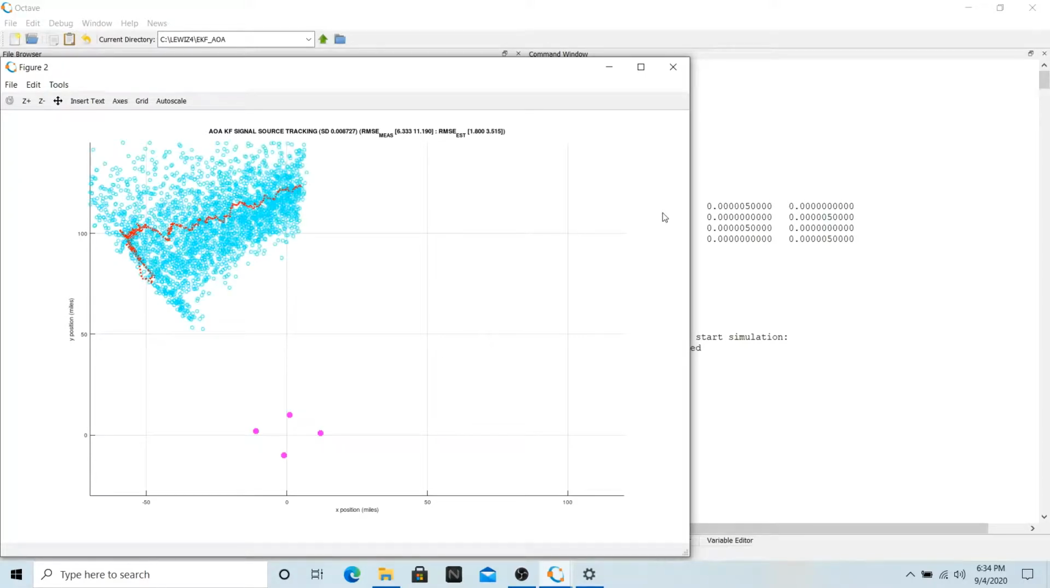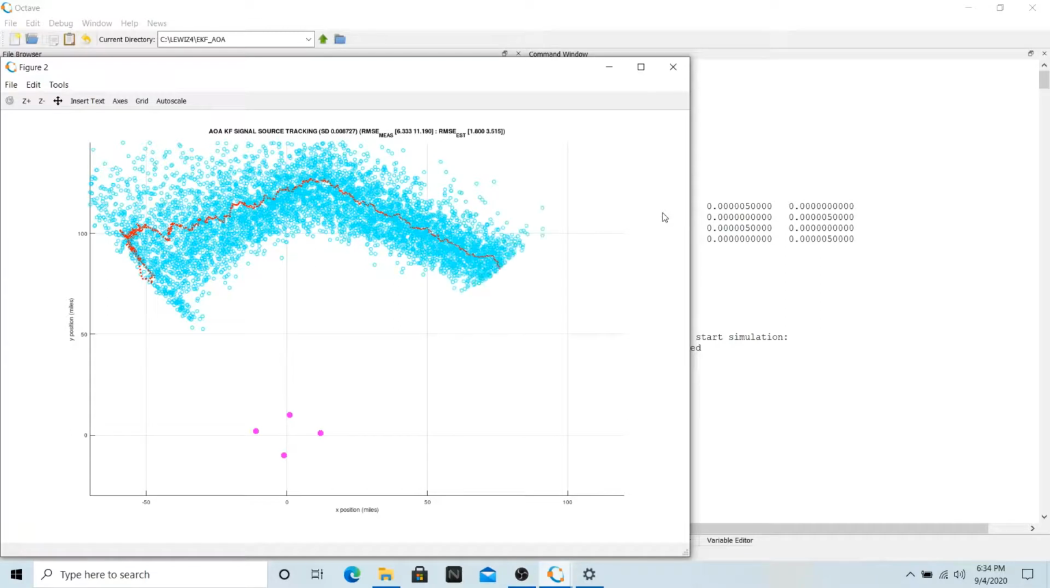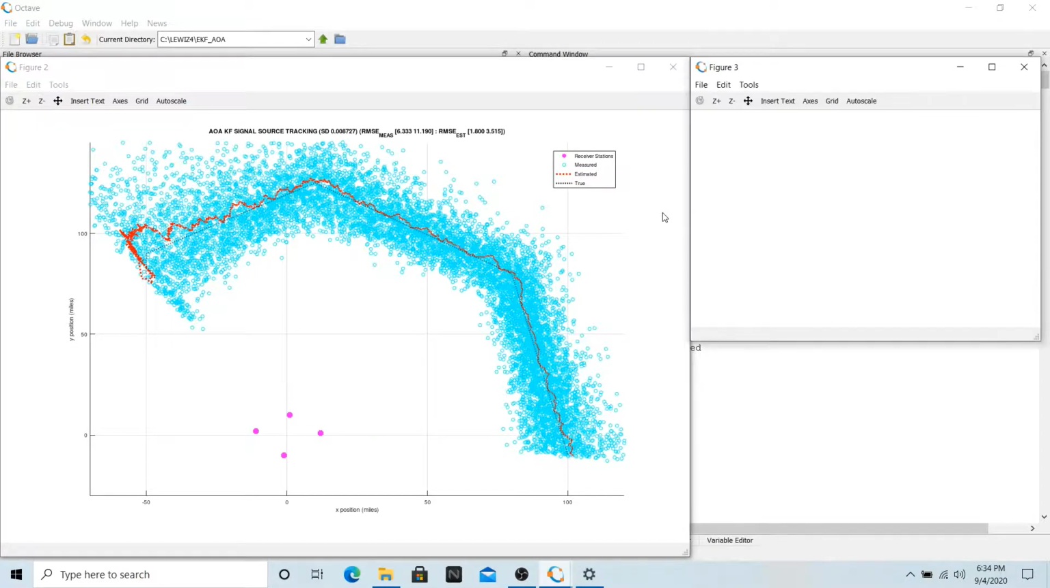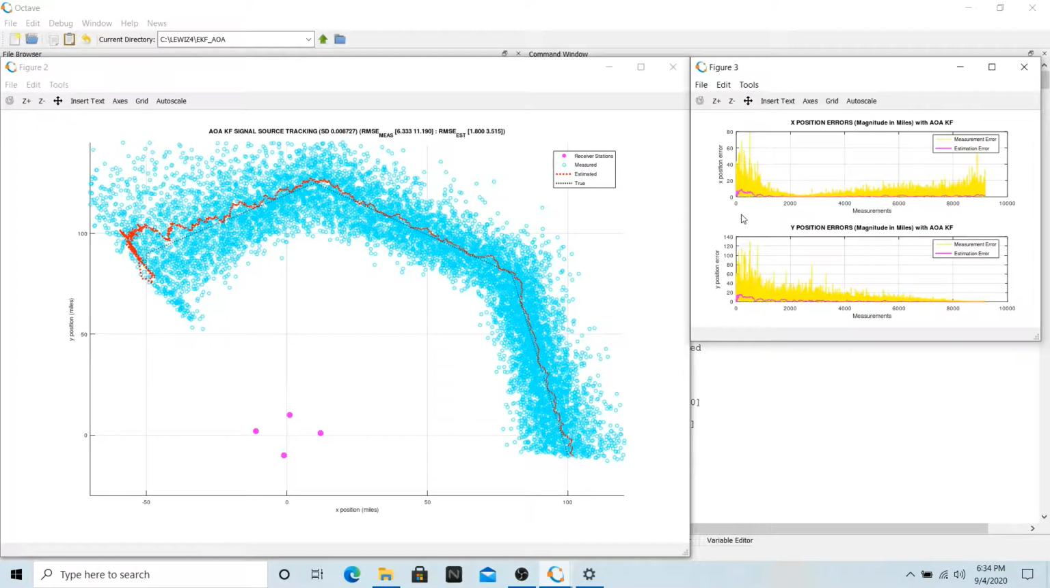And now in the red line we can see the estimation given by the regular Kalman filter on the nonlinear AOA measurements. In the right side window, you can see the estimation error is significantly reduced as before. However, due to nonlinearity of the AOA measurements, the residual error is still present at any given time.